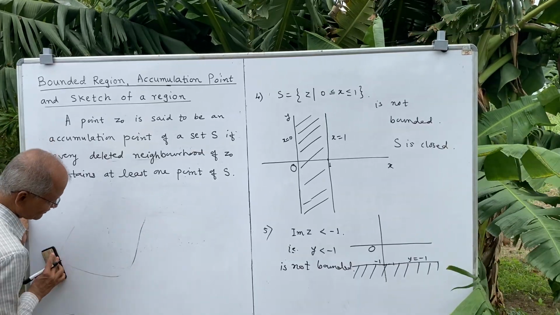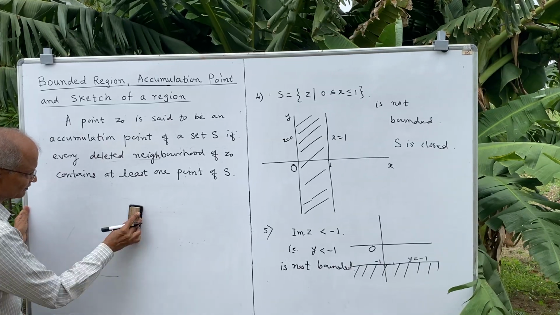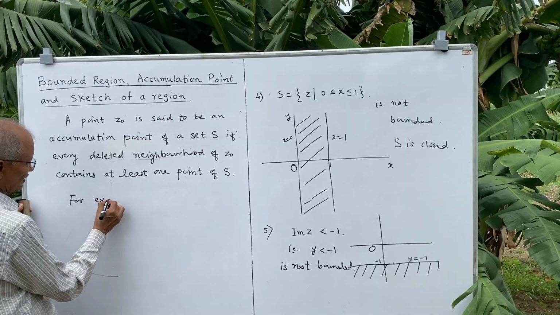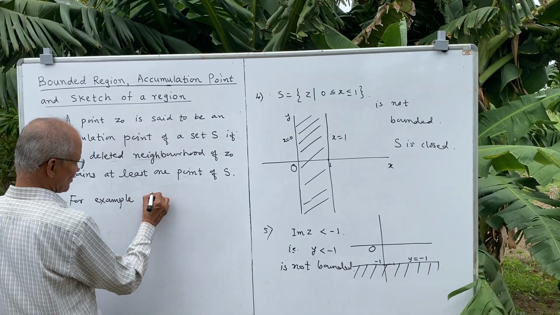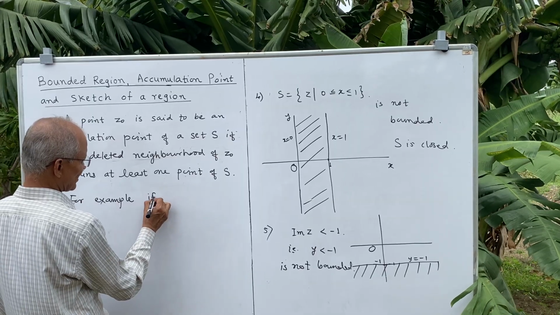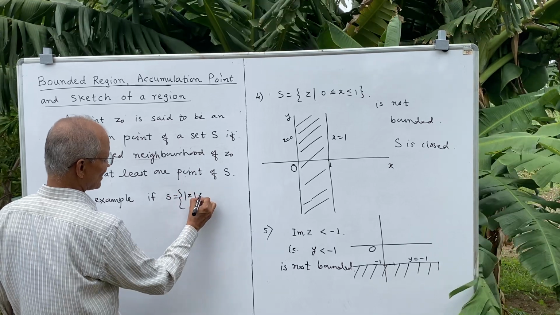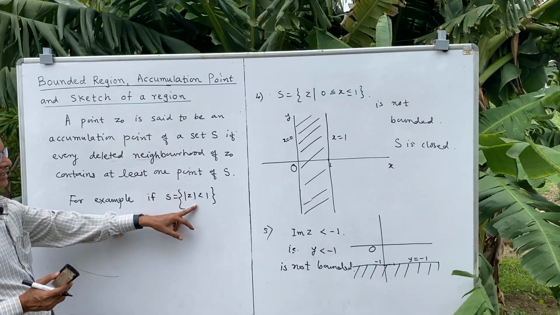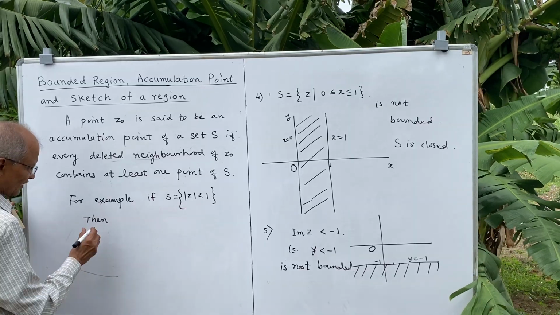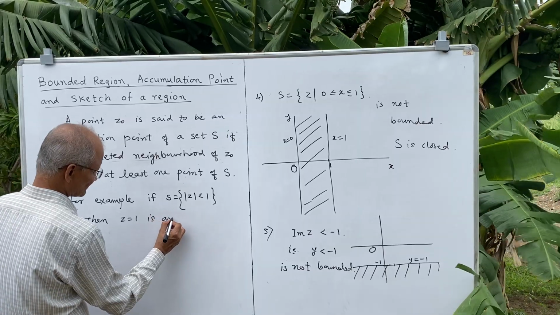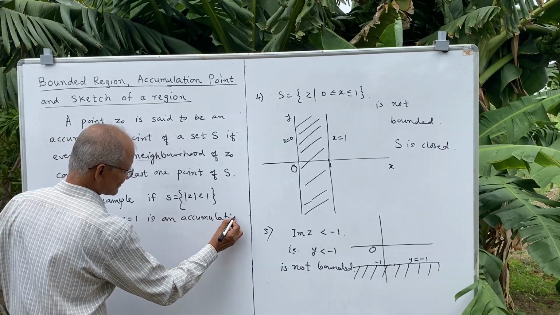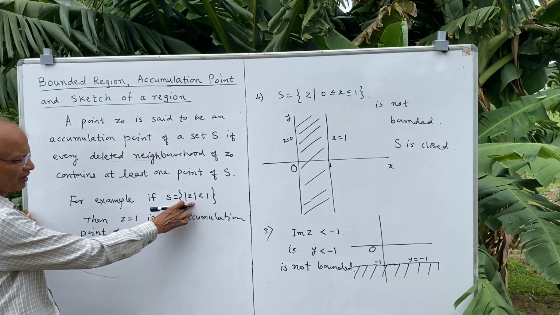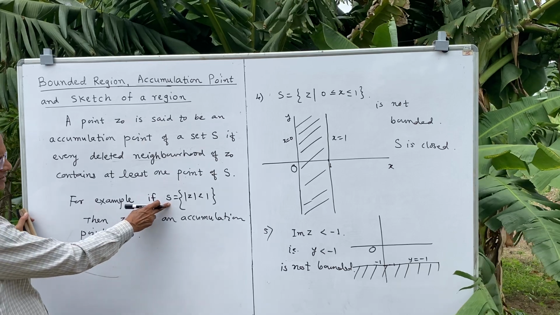For example, if we consider mod Z, if S is mod Z less than 1, then 1 is an accumulation point of this set, because 1 is not a member of this set, but a deleted neighborhood of 1 will contain at least one point of S.